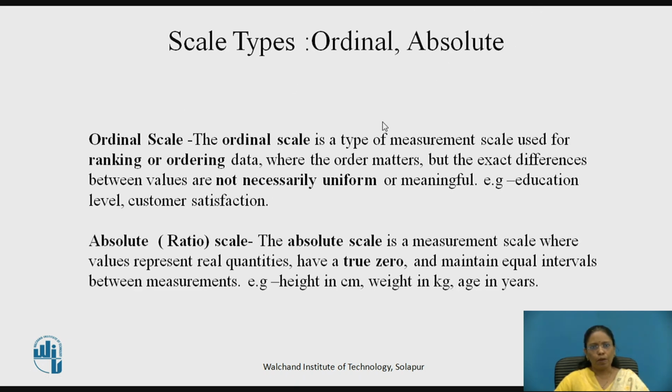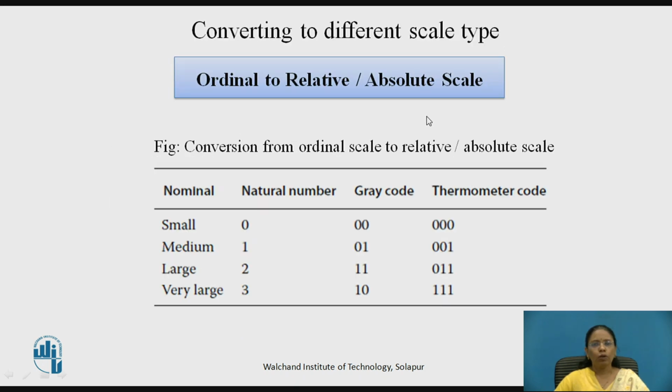Again we see what the absolute scale type is here. The absolute scale is the measurement scale where the values represent real quantities which have a true zero. Whereas in relative scale there is no true zero, whereas in absolute there is a true zero. Now converting to a different scale type, let us look at ordinal to relative or absolute. So here we are converting the ordinal scale to relative or absolute.